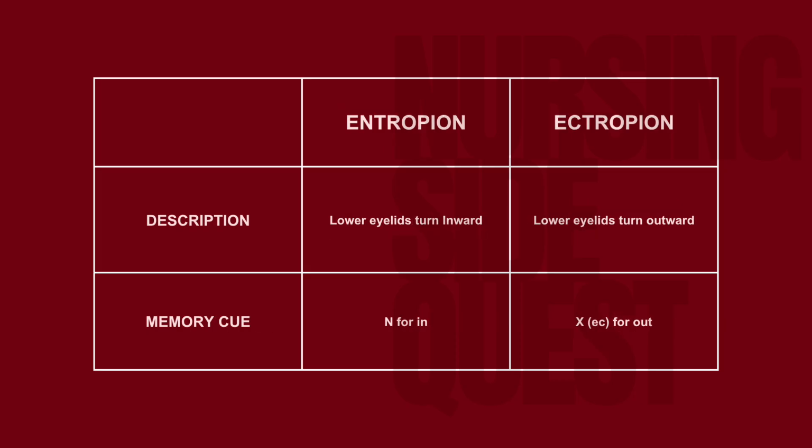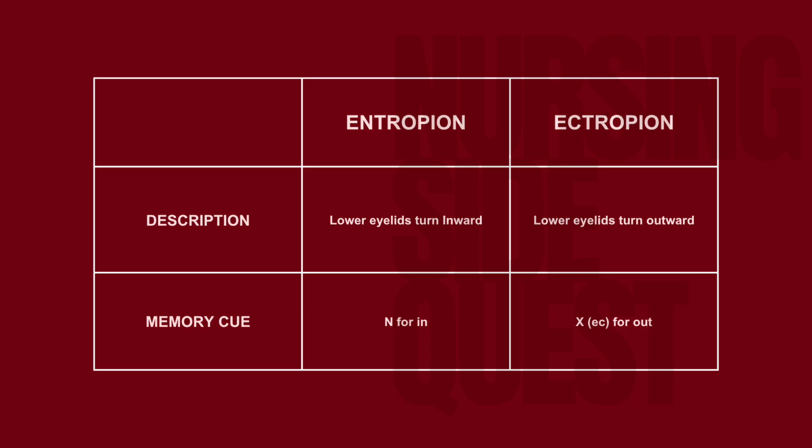Okay, the last piece of external anatomy we need to cover is the physical turning of the eyelids. Entropion versus ectropion. Entropion is when the lower eyelid structurally turns inward, rolling toward the eyeball itself. And ectropion is the exact opposite. The eyelid turns outward, sagging away from the eyeball. So what does this all mean when you're staring down a multiple choice question? The memorization trick is simple. N is for in, and X is for out. Entropion goes in, ectropion goes out.